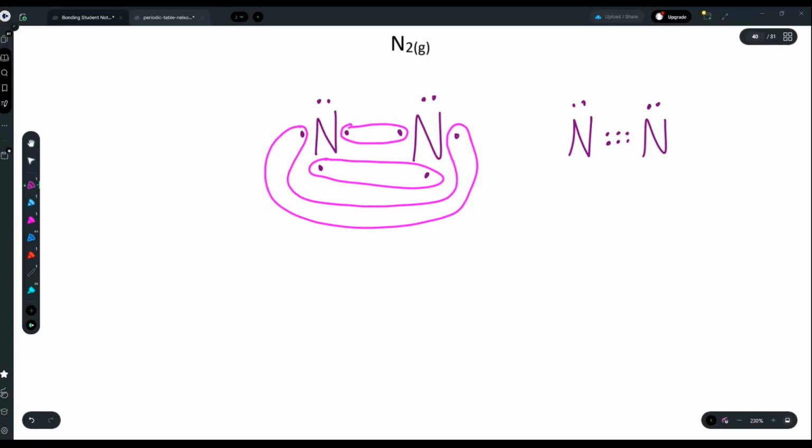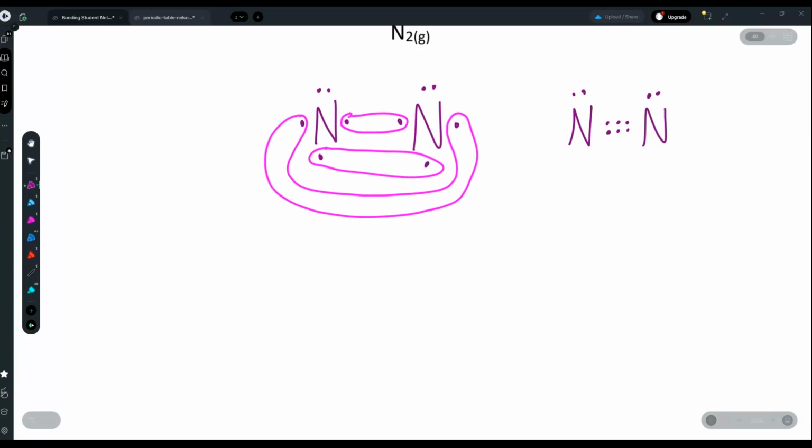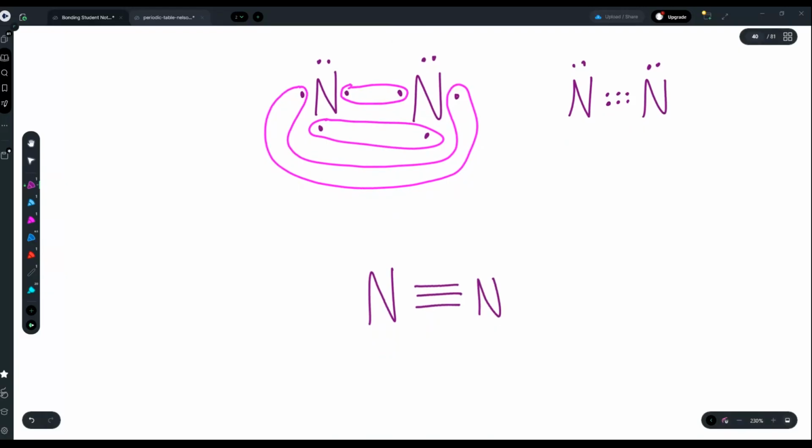Now, if we're converting this into a structural diagram, because we paired up 3 pairs of bonding electrons, that means this turns into a triple bond. So it would look like that.